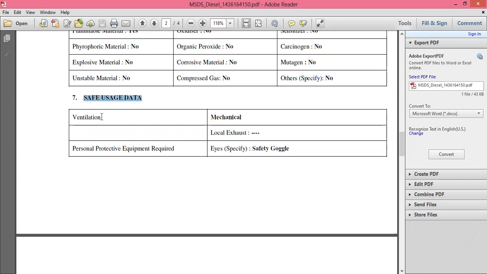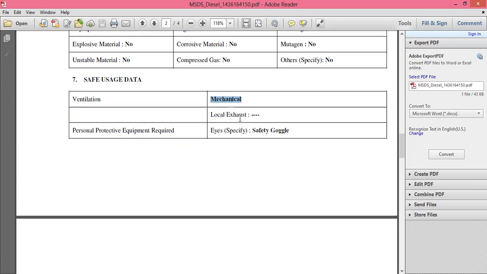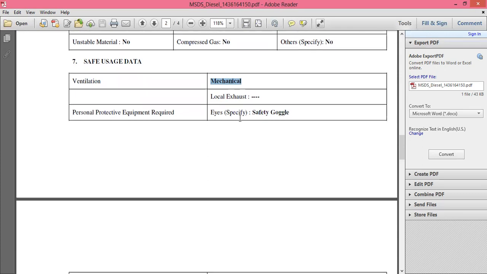Safe usage data: for ventilation, you have to carry out mechanical ventilation. You cannot depend on natural ventilation if required. Mechanical ventilation means you have to carry out the ventilation with the help of exhaust fans, which may be pneumatic or hydro driven, which can be water driven.